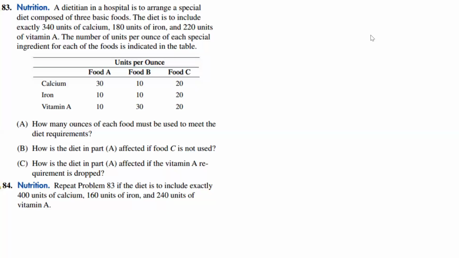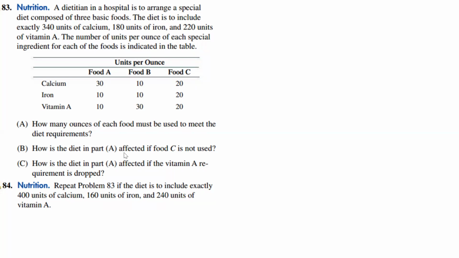All right, so here a dietitian in a hospital is to arrange a special diet composed of three basic foods. The diet is to include, and now we have to go down here to get the rest of it, 400 units of calcium, 160 units of iron, and 240 units of vitamin A. And then the number of units per ounce for each special ingredient is shown here in the table. Now we're supposed to find out how many ounces of each food must be used to meet the diet requirements.